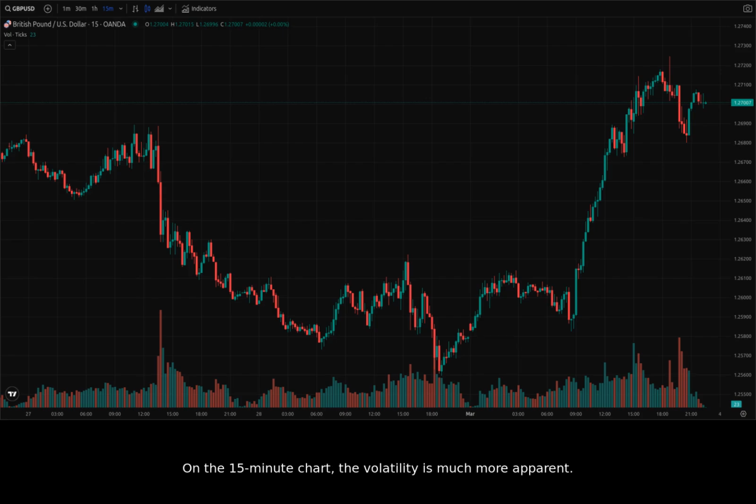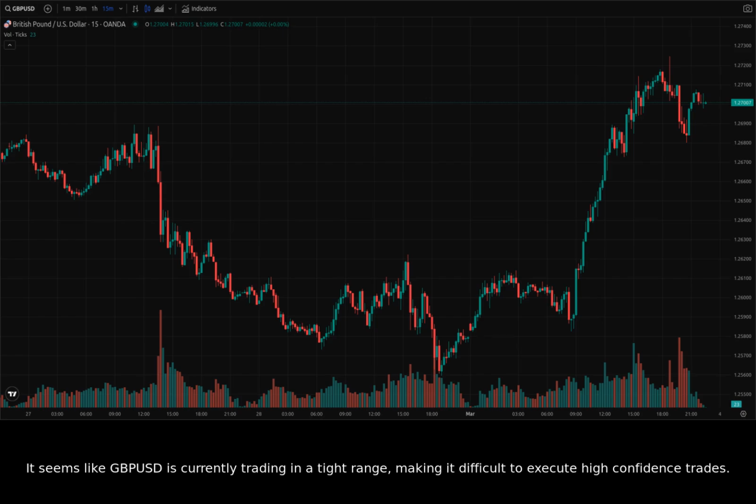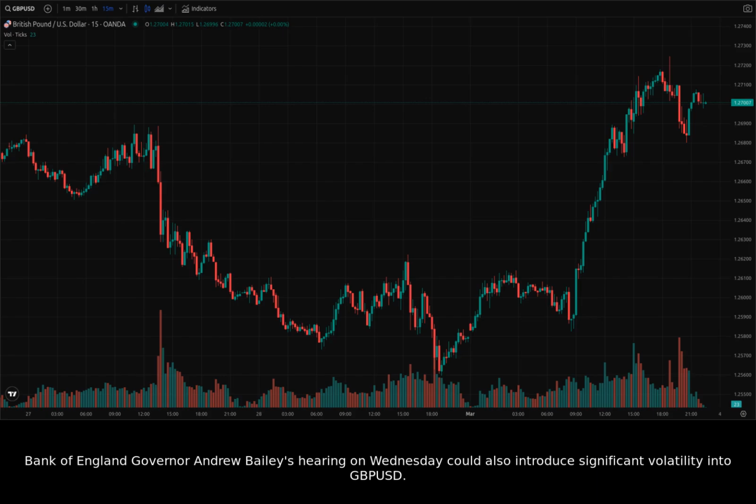On the 15-minute chart, the volatility is much more apparent. It seems like GBPUSD is currently trading in a tight range, making it difficult to execute high-confidence trades. Look for breakouts above 1.27 or below 1.26 to confirm short-term directional movement. Bank of England Governor Andrew Bailey's hearing on Wednesday could also introduce significant volatility into GBPUSD.